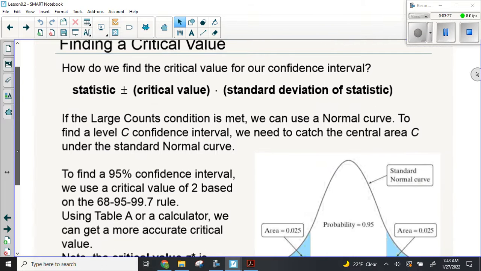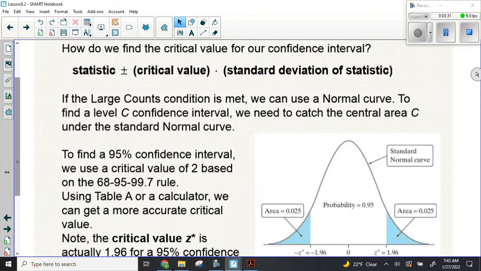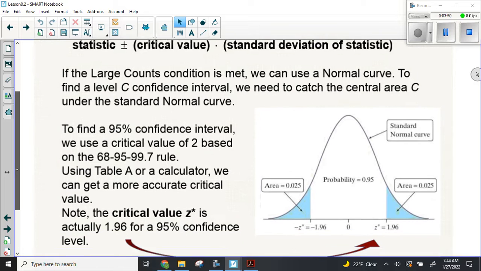So now we need to talk about these critical values, right? So we understand the statistic that we're going to be using, p hat, is going to be some sample proportion. We understand the standard deviation of this statistic is going to be the square root of p hat times 1 minus p hat divided by n, the entire thing, right? We're going to be taking the square root of. But what does it mean to have a critical value for a 95% confidence?